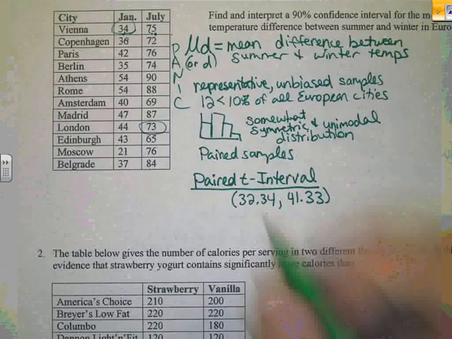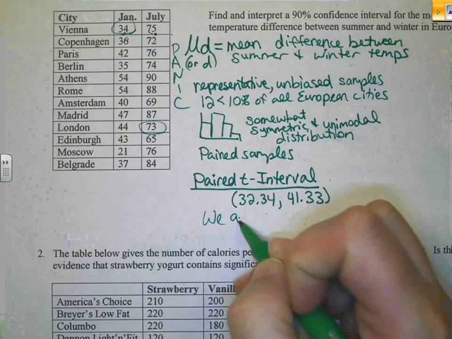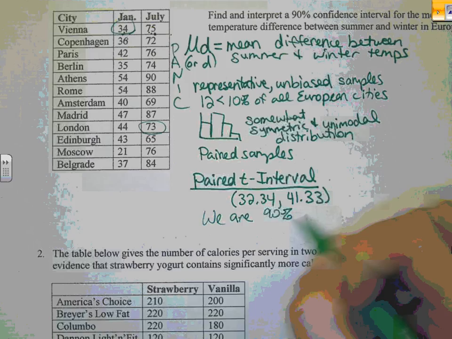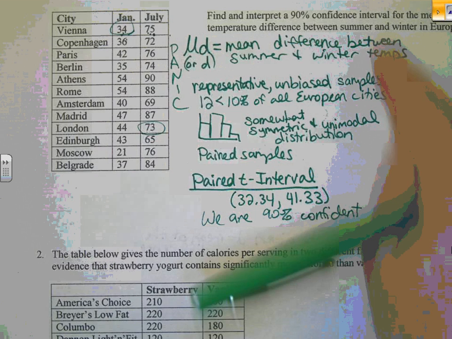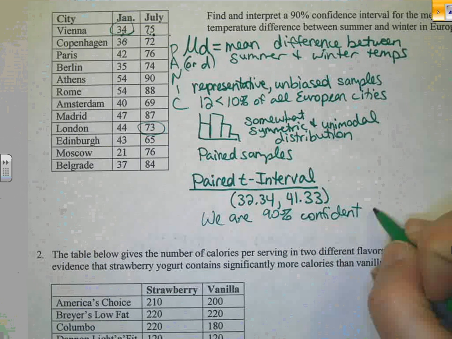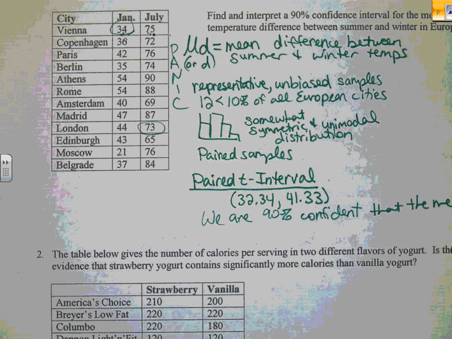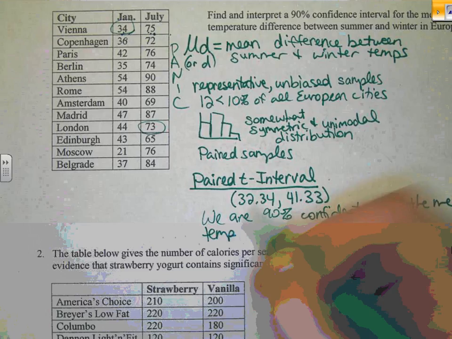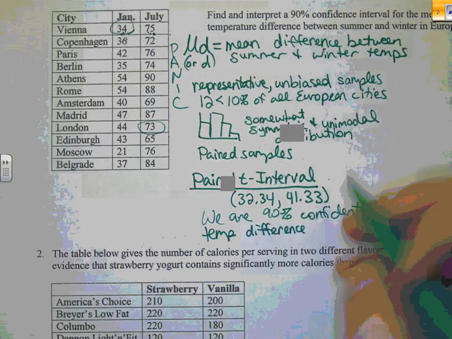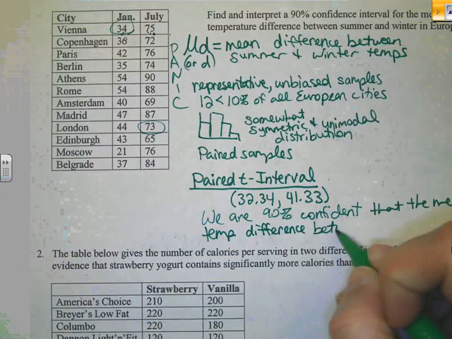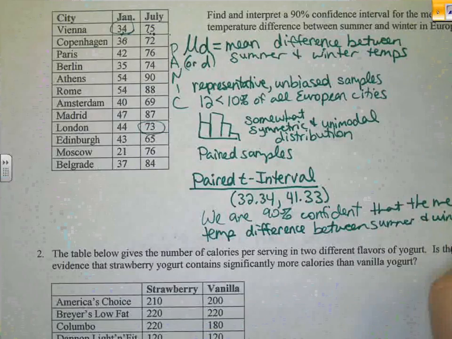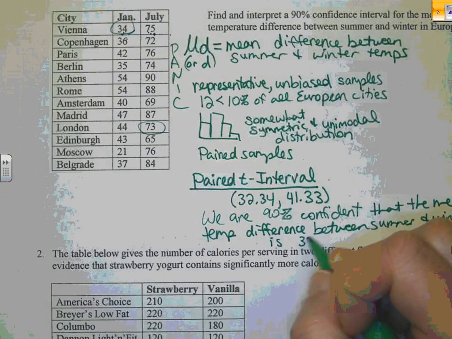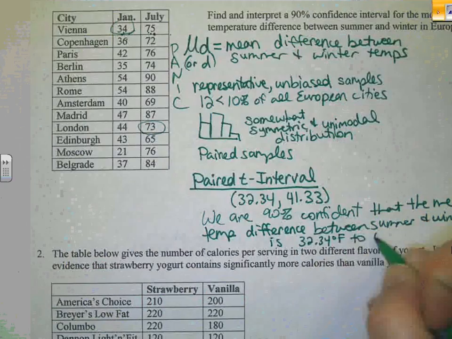So interpret this. We are 90% confident. Yeah, and it even tells you in this one what to interpret. So we're 90% confident that the mean temperature difference, run out of room, between summer and winter is 32.34 degrees to 41.33 degrees.